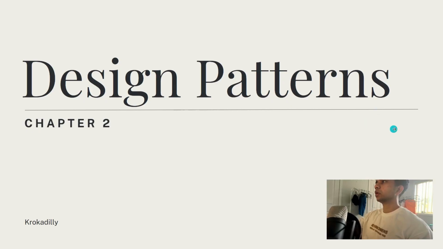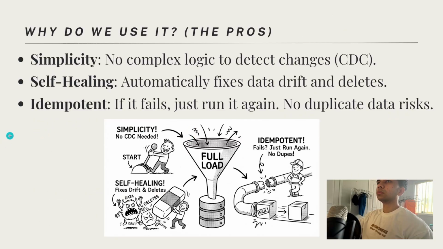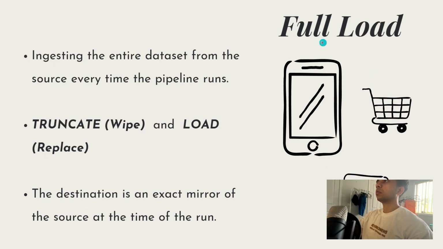So the first concept that we're going to cover today is your full load, right? So what is a full load? Basically, it's the simplest way to move data. All you're doing is copying your entire data set from your source system to your destination. So it's just an exact mirror of the source at the destination. How do you do this? You truncate or delete all the rows that are present in your destination, and then you create a replica of the source system at the destination.